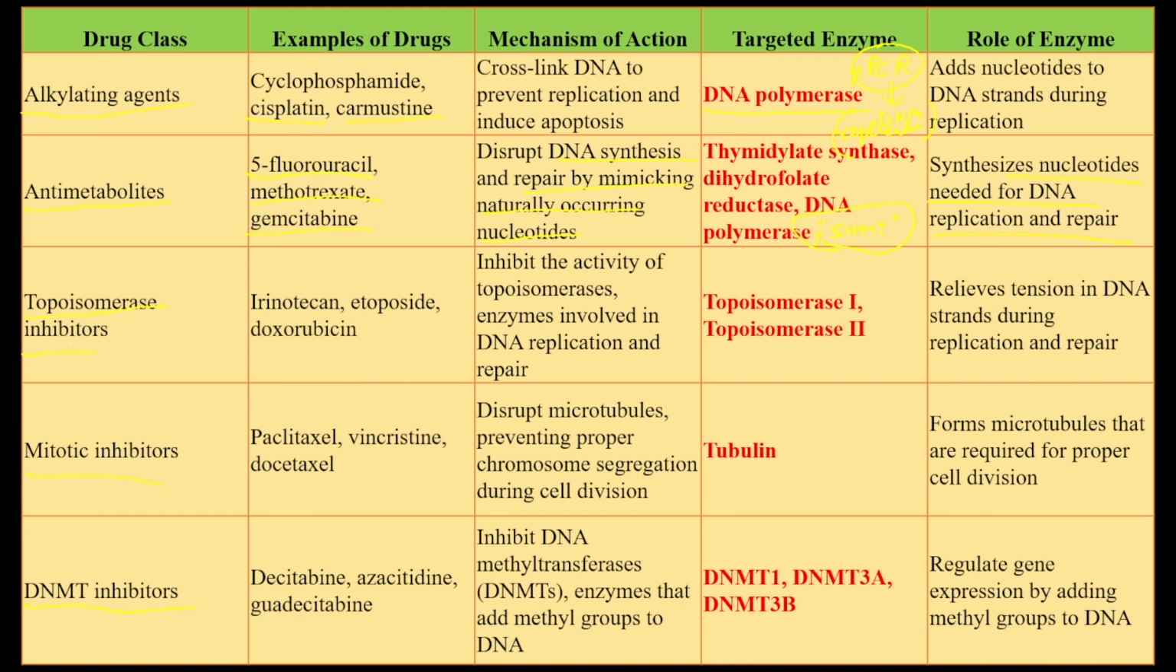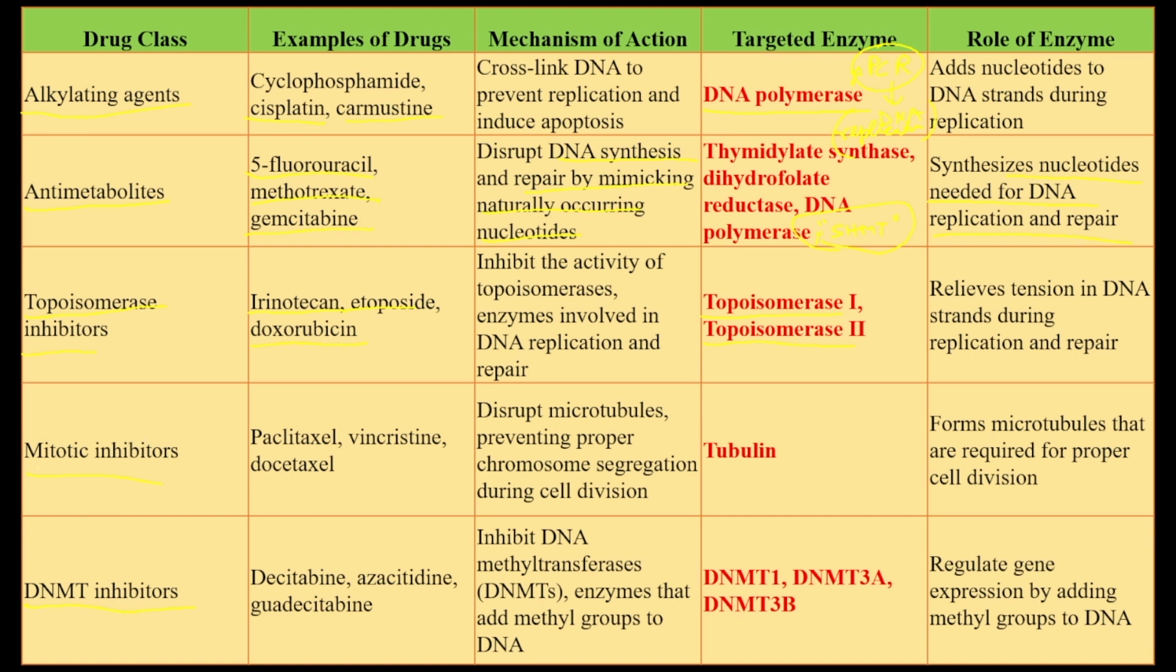Then we have topoisomerase inhibitors. So you can have doxorubicin, you can have irinotecan, and they inhibit the activity of topoisomerase, which is involved in DNA replication and repair. The enzyme is topoisomerase 1 or topoisomerase 2, and it releases the tension in the DNA strands during replication and repair.